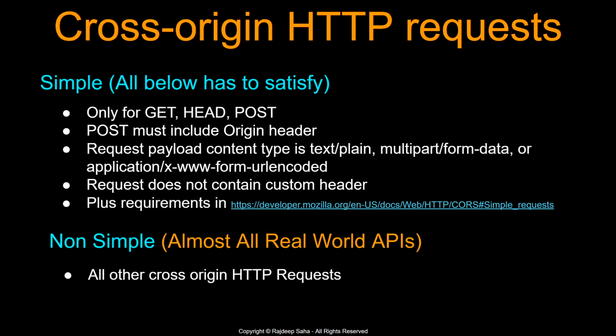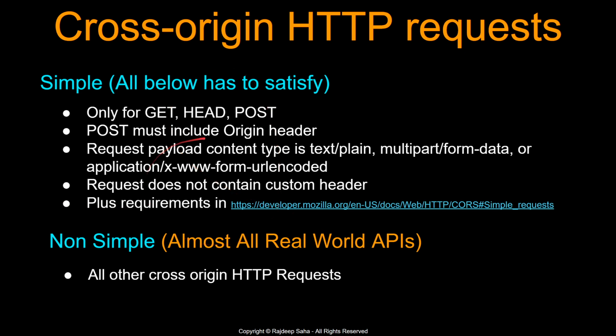There are two kinds of cross-origin HTTP requests. One is called simple, where it has to satisfy all these properties. So it's only for GET, HEAD, or POST. POST must include the origin header. Request payload content type is text/plain, multipart/form-data, or application/x-www-form-urlencoded. Request does not contain a custom header, plus other requirements in this link.